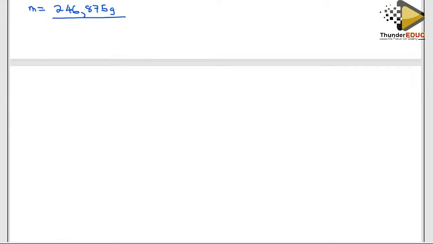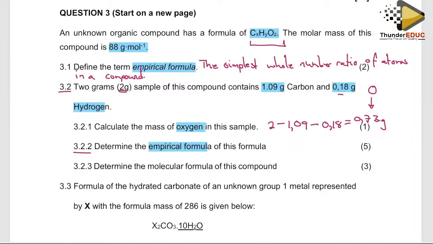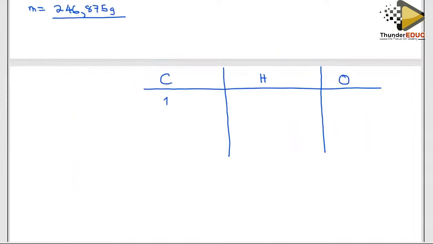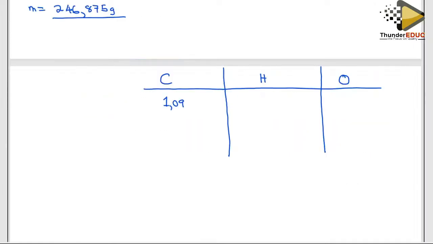My table is going to contain carbon, hydrogen, and oxygen. I'm going to start with carbon, followed by hydrogen, then lastly oxygen. We were given their masses, and the one for oxygen we had to calculate, so this is what we have in terms of our values. Carbon is 1.09, hydrogen is 0.18, and the last one that we calculated was 0.73.